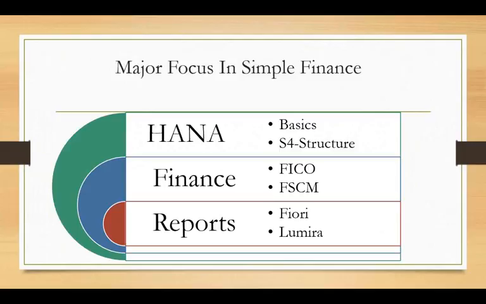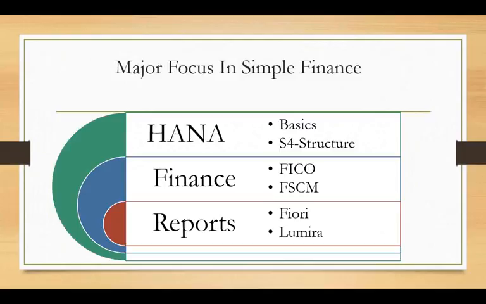FSCM, which includes credit, collections, and dispute, these three things, and treasury and risk management to integrate the bank data to cash management, and also cash management. So all these things we need to concentrate on in finance apps. And if you come to reports, you need to understand what is Fiori and also how it is integrated with the simple finance apps, and Lumira. So Lumira is also one of the internal tools which is used to structure the graphical reports. So these three major parts we need to understand.